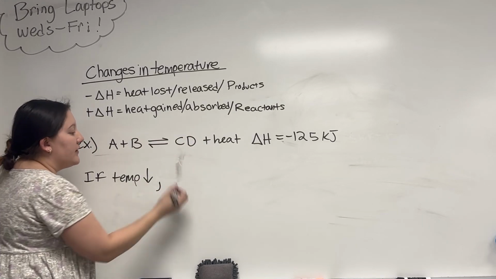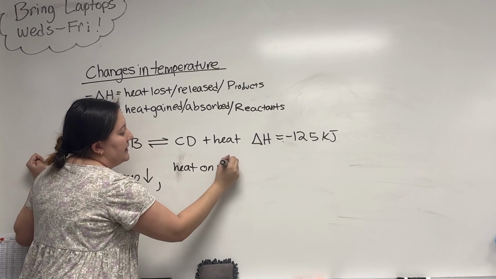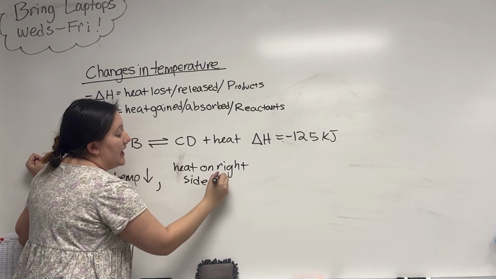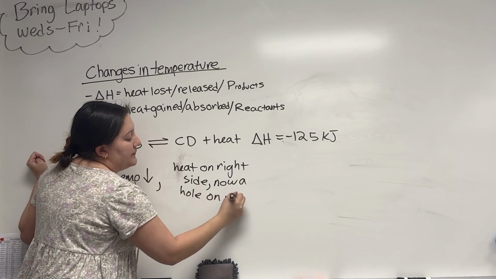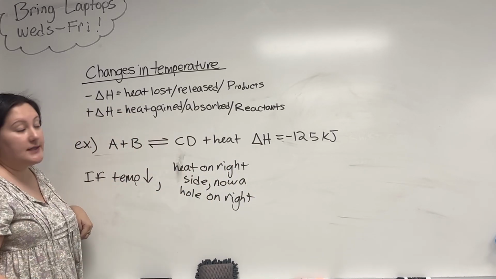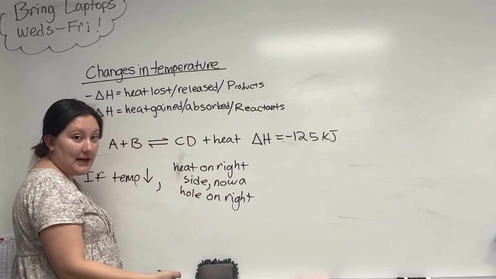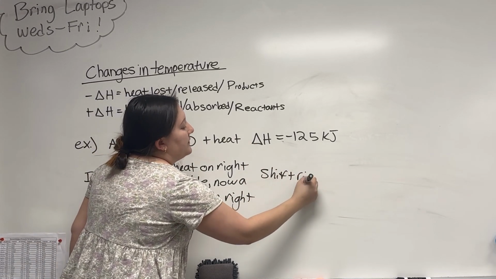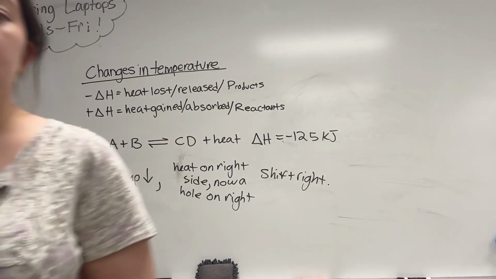So if temperature is decreasing, that means heat is on the right side. Now there's a hole on the right side, okay? So if there's now a hole there because we're taking away heat, decreasing temp, our reaction is going to shift to the right in order to produce heat to balance out. So this would be a shift to the right. All right. Okay, again, I'm going to pause and erase and all that.